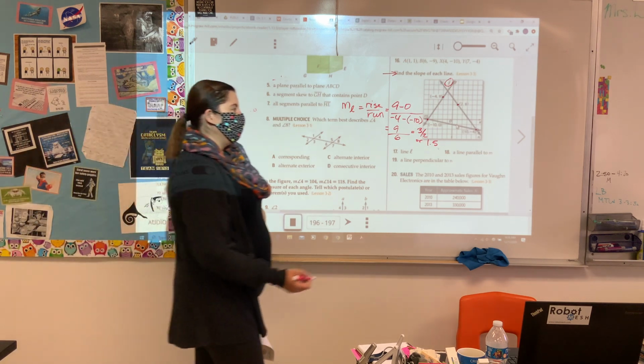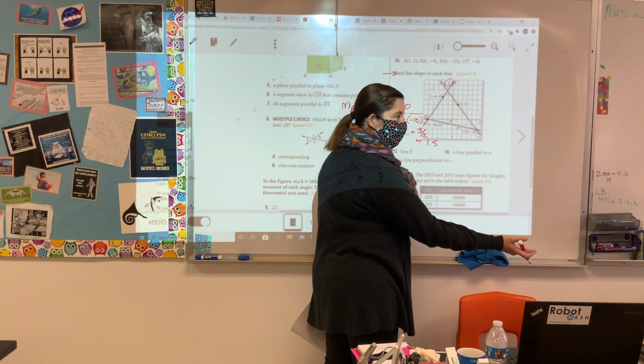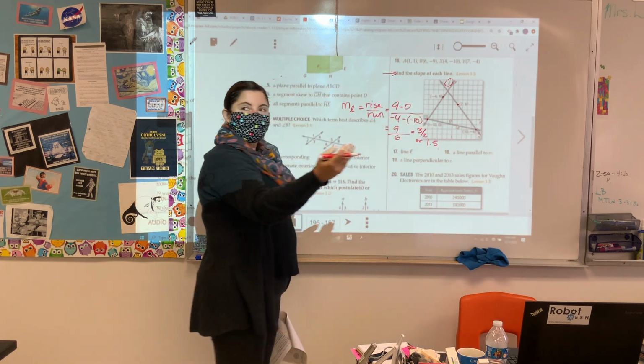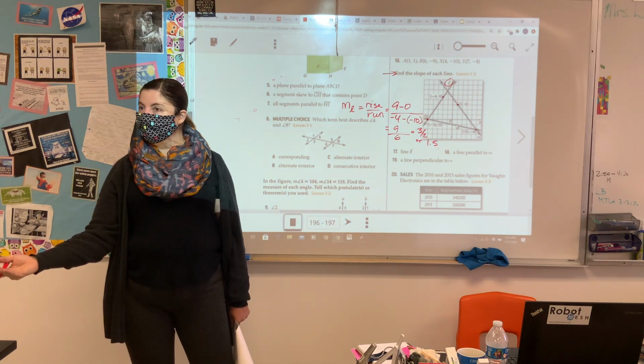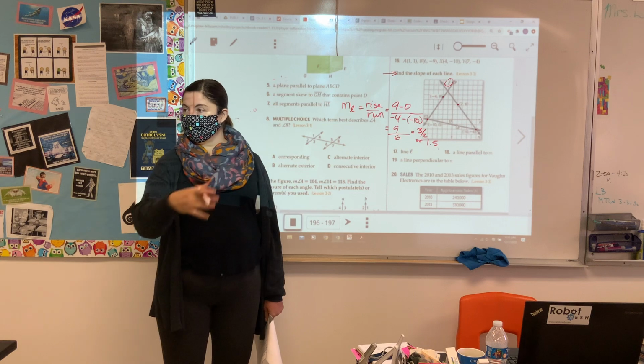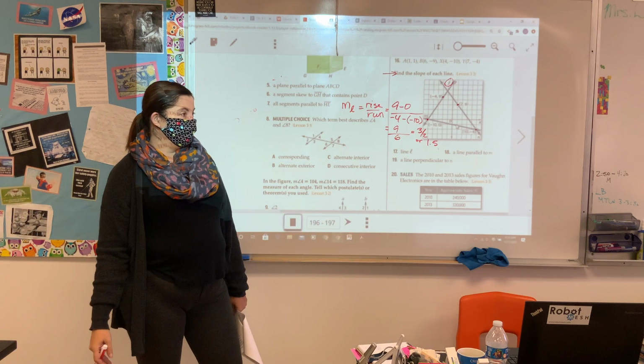For a line to be parallel to M, it's going to have the same slope, right? That's what we learned previously above. Same slope means they're parallel. So if we find the slope for M, we find the slope for the parallel lines. Any parallel line, okay?